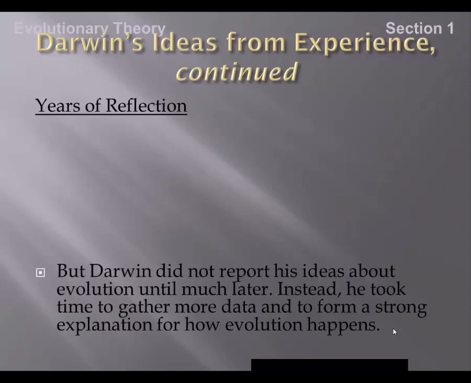He did not report his ideas about evolution until much later in life. Instead, he took a large amount of time to gather that data to form a strong explanation for how evolution would occur. It wasn't until other scientists were getting ready to publish their own idea on the theory that Darwin actually went and published his book.